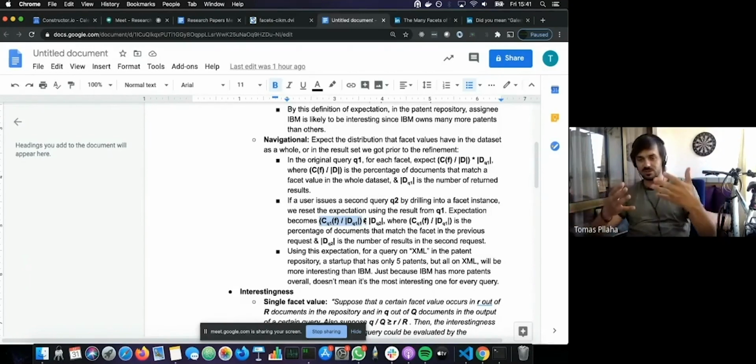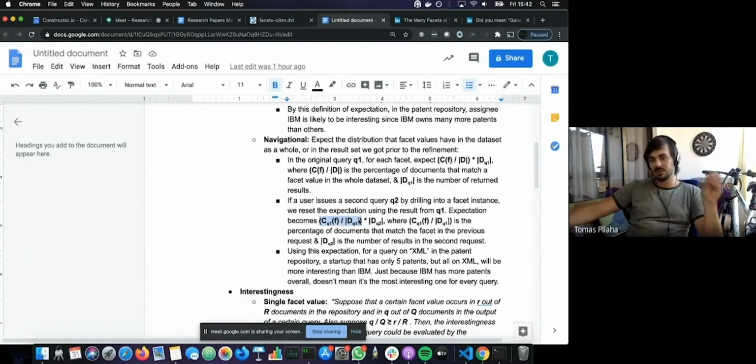So you make a search, you select a facet. Now we see, before you selected the facet, what was the facet value? What was the percentage of documents that matched this specific value? Multiply that by the number of results in the new query, and that will give us the expected number of matching documents for that facet.